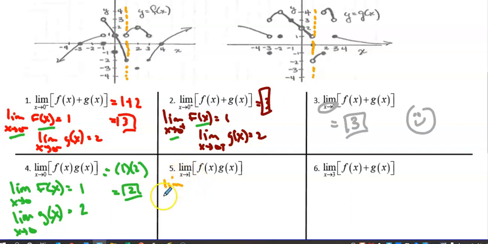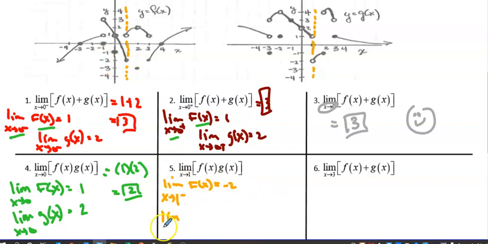Remember, if the overall limit exists, then the left and right-hand limits have to also exist. So we're going to look at the left-hand limit of f of x at x equals 1, right? So we're going to go up here to 1 for f of x, and we're going to look at what's happening on the left side. On the left side of this line, we hit at -2. So the left-hand limit for this function is -2.